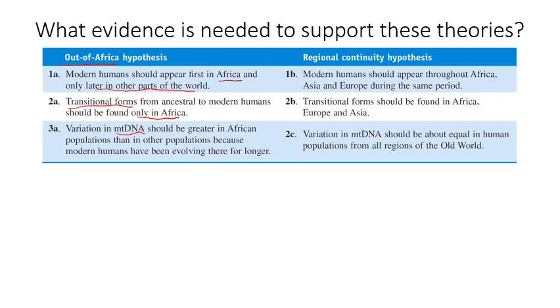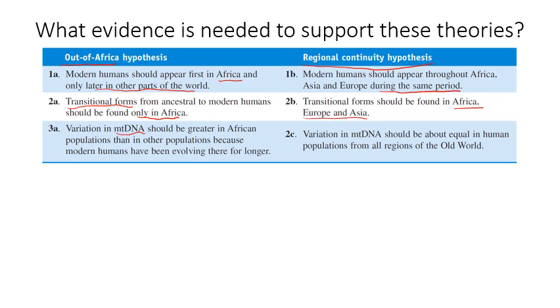If we're looking at the multi-regional hypothesis, the evidence that scientists would be looking for is that evidence of modern day humans would appear all over the world at the same time, roughly the same time in history. They would also expect to see those transitional fossils of ancestral humans to be found all over the world, so Africa, Europe, Asia, etc.